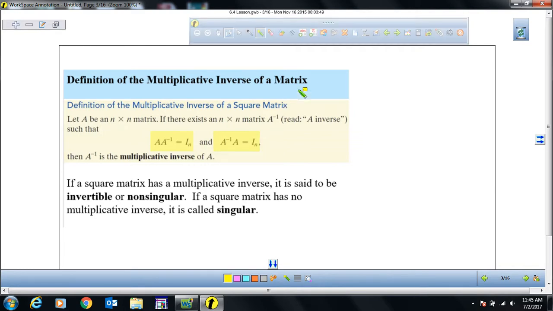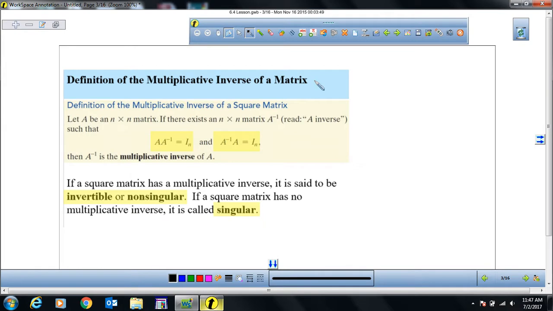Okay? Remember that multiplication of matrices is not commutative, but in the case that we're talking about multiplicative inverses, if we multiply them one way and if we multiply them the other way, it will equal the identity either way. Okay, so if a matrix has an inverse, then we say that it is invertible or non-singular. If any matrix does not have an inverse, then it is called singular. Now, one little thing that you need to keep in mind is that for inverses, it must be a square matrix.